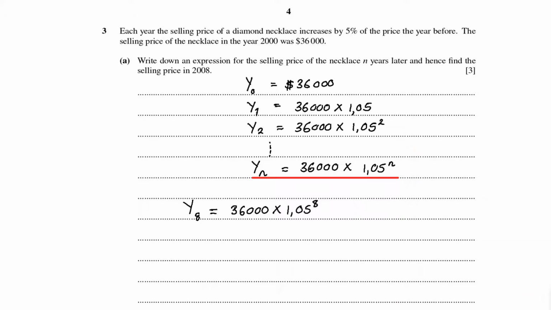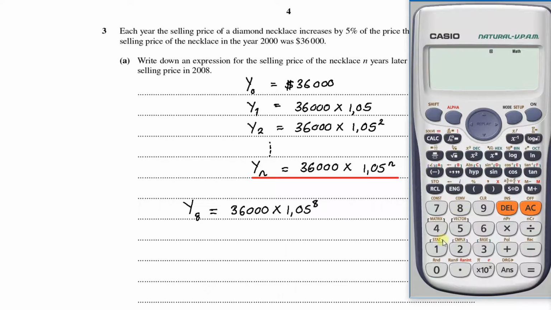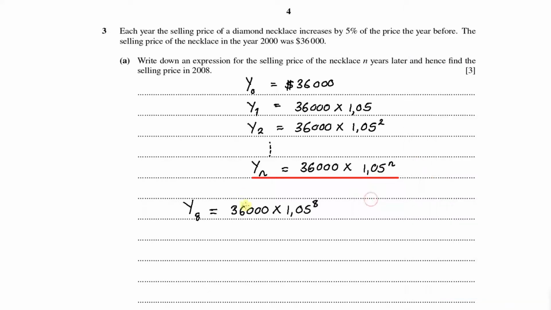I'll need a calculator for this. So with my calculator, I'll type in 36,000 multiplied by 1.05, and that's to the power of 8. And this gives me 53,188. So to 3 significant figures, this will just be 53,200. So I'll write it down. 53,200. So that's the amount for year 8.